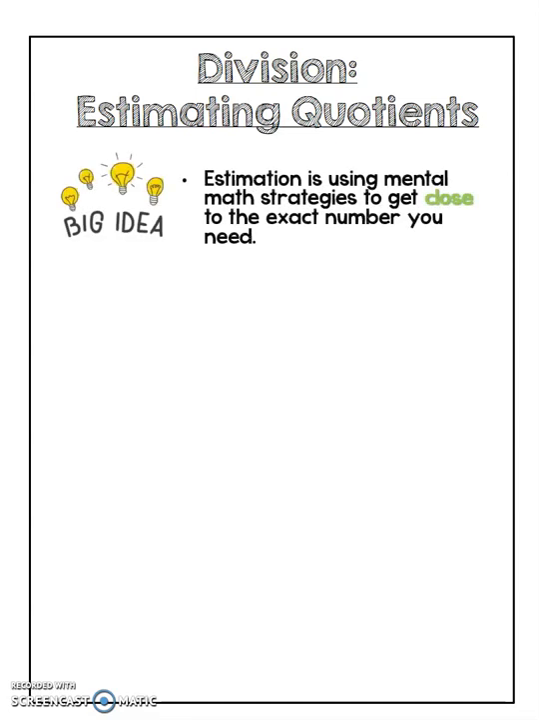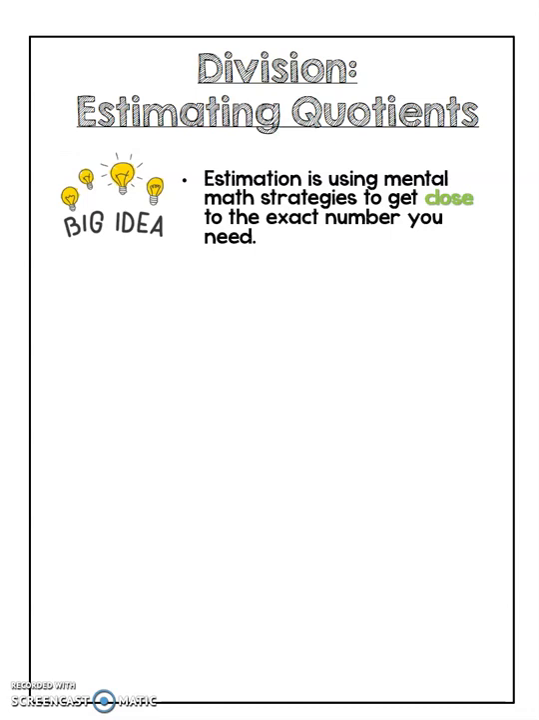Hi everyone, today's video is all about estimating quotients. And estimation, remember, is using mental math strategies to get close to the exact number you need. And this is especially helpful in division because a lot of times you'll be dividing by a number that's not easy to skip count by, like 37 or 63 or 42 or 81.